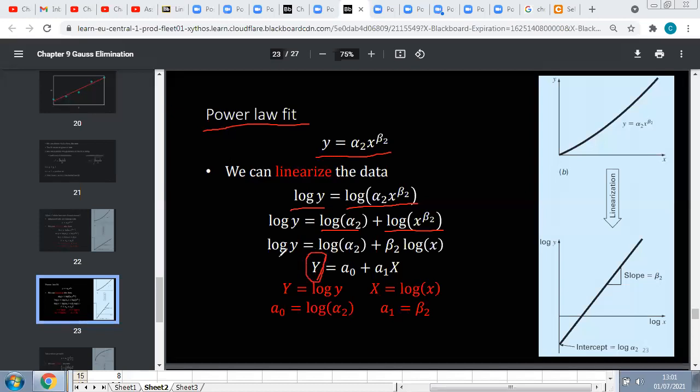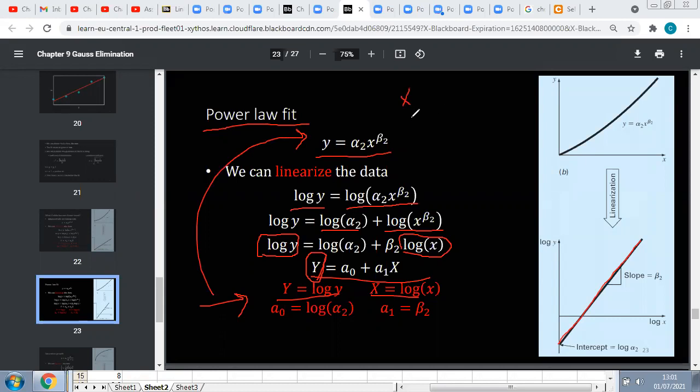You can now define big Y as log of y and big X as log of x, and then the relation between big Y and big X is linear. So big Y is equal to A0 plus A1 times big X. And if I put it on a log-log scale, if I do the graph on a log-log scale, I obtain a linear graph. In this way, I can perform linear fitting and then find any required point in the power law fit.